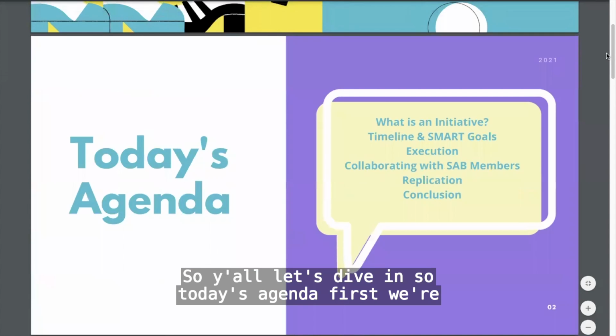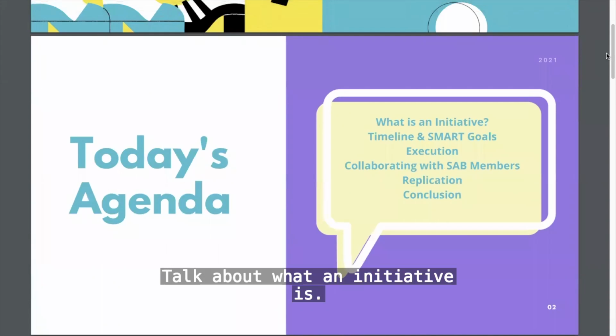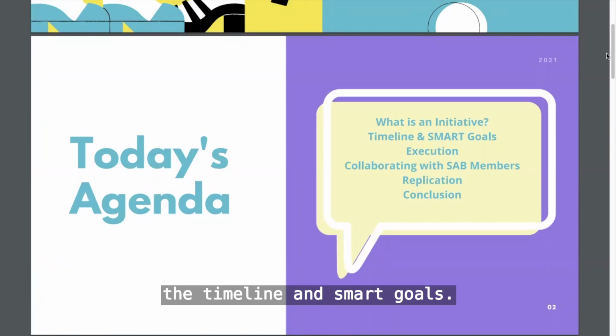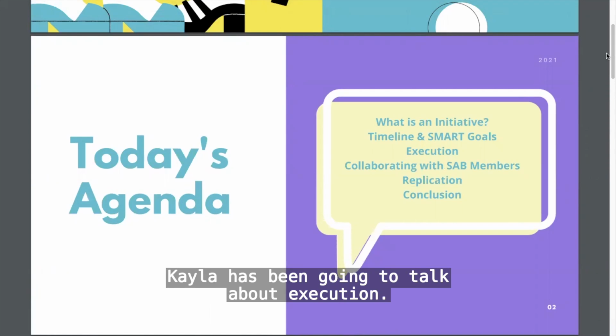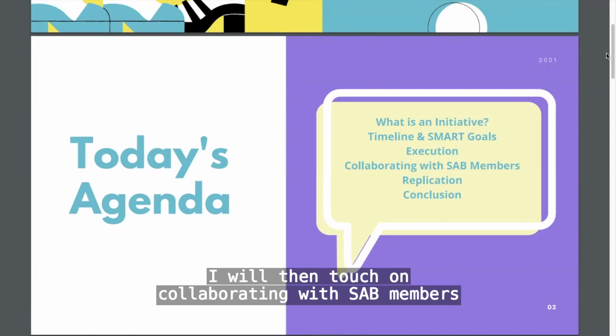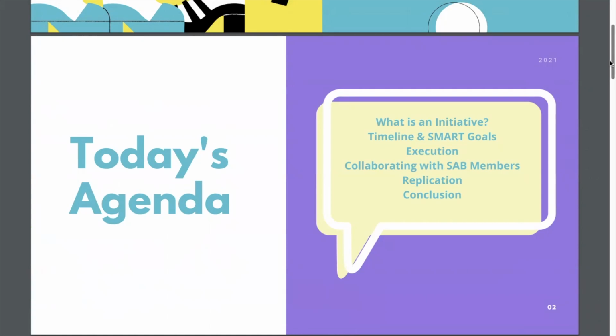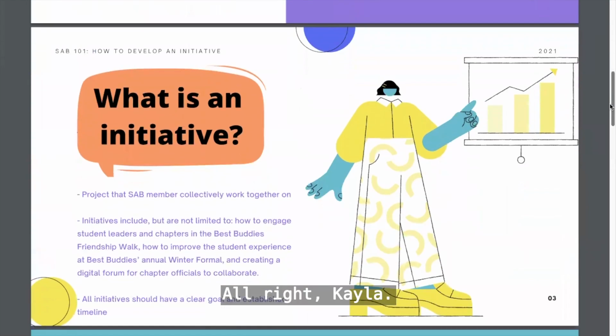So today's agenda, first we're going to talk about what an initiative is. I'm going to run down a quick little timeline, talking about the timeline and SMART goals. Kayla's then going to talk about execution. I will then touch on collaborating with SAB members. Kayla will touch on replication, and then we'll be done. All right, Kayla, you want to go ahead?